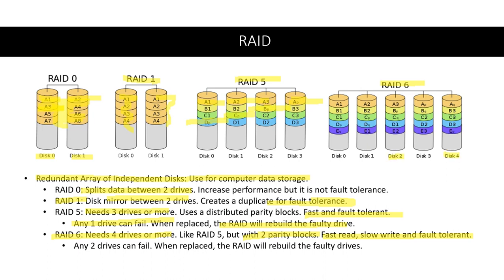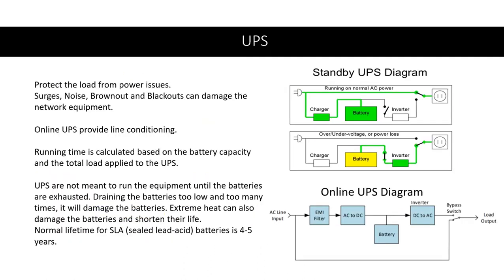Now, RAID 6 is an extension of RAID 5, for which you need a minimum of 4 drives. But this one uses 2 parities. So it's a faster read, it's a slow write, but it's fault tolerant. In this case, you can actually lose one drive or even 2 drives, and it can still recover the information. That's something quick to keep in mind when you hear something about RAID. This is used for storage systems or servers with multiple drives where you want to make sure that data is never lost or corrupted.